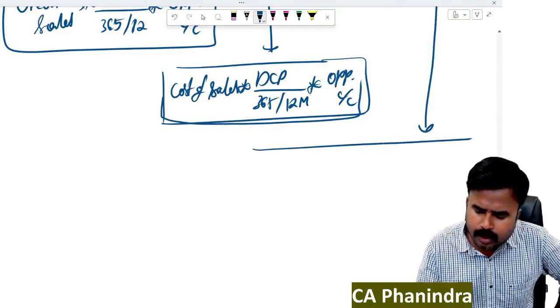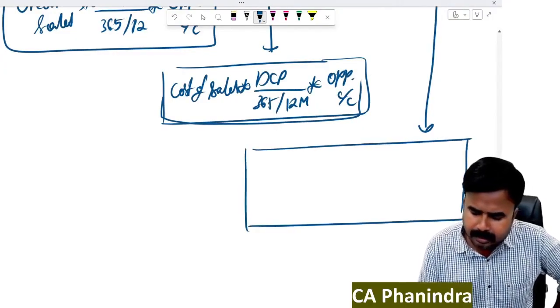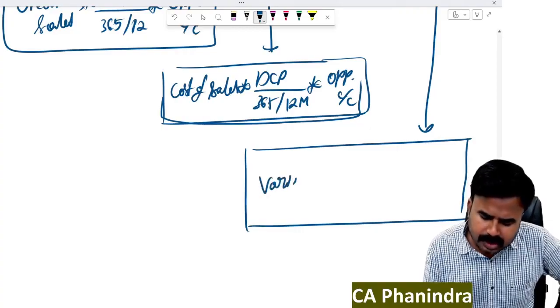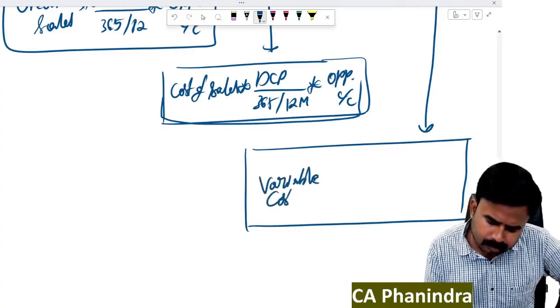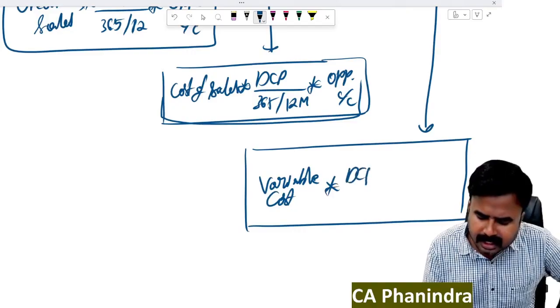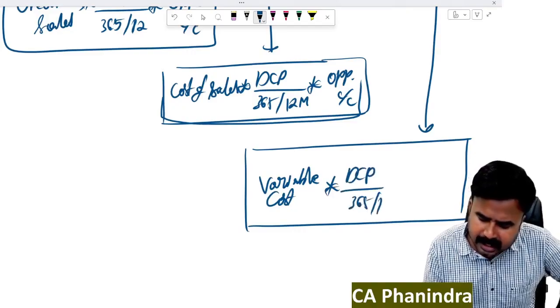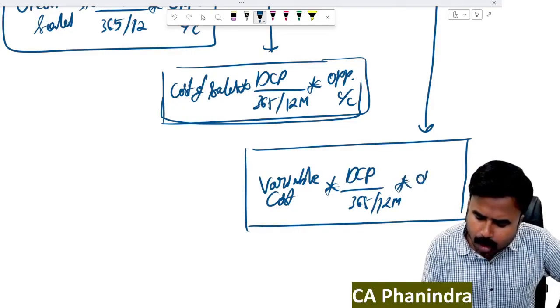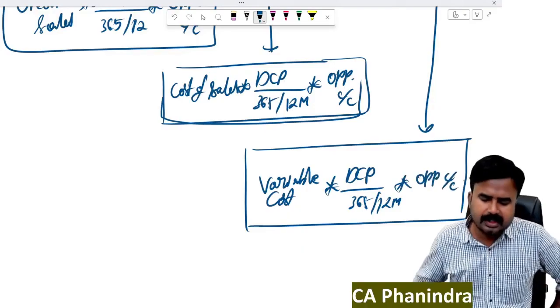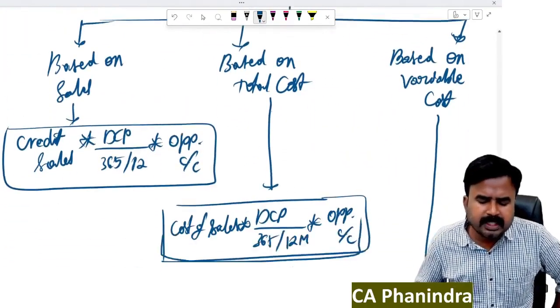So under the variable cost method, the formula will be variable cost into debtors collection period divided by 365 days or 12 months into opportunity cost of capital. So this is the formula. So which method must I follow?